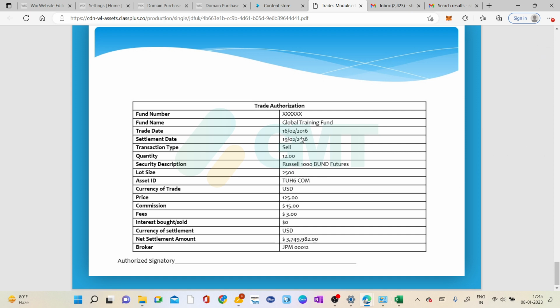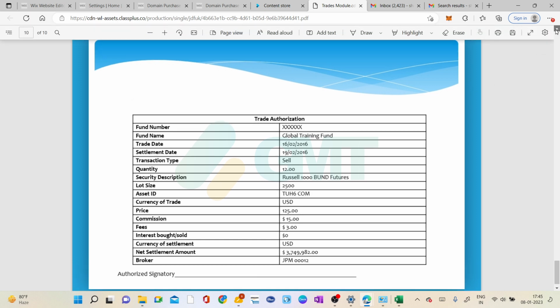For a normal equity, this is how it looks. See, price, commission, and all, net amount and broker name. So we update exactly the same details in the accounting system. We don't do anything extra.